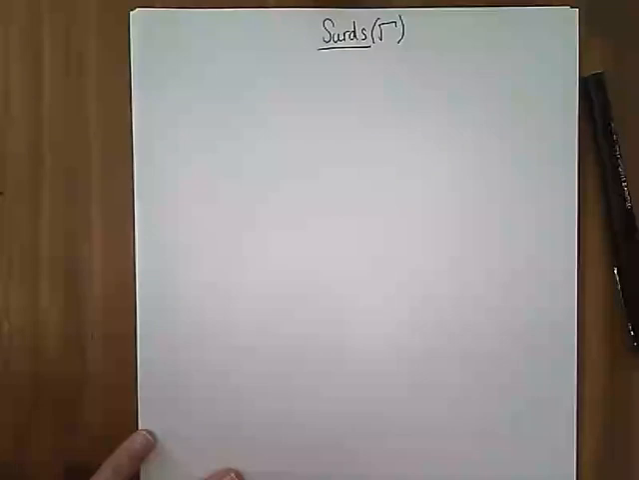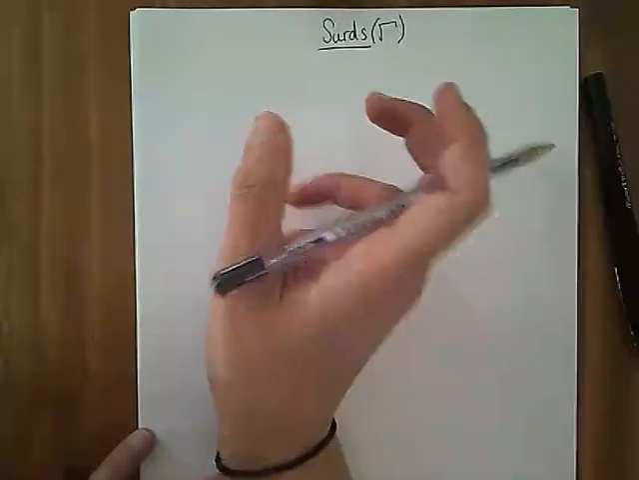Okay, so a surd is a square root. That's all a surd is. It's sometimes called a root or it's called a surd. It is a square root, okay? And the idea of a surd is so that instead of writing a really long decimal, we could write it as a surd and then it's easier to use.